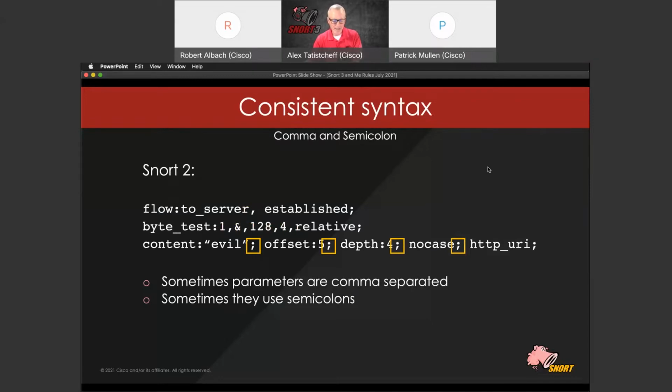And once you understand that, that's okay, but it's kind of weird to look at that content keyword and see just a bunch of keywords strung together and try to understand that everything after evil in that line basically modifies that previous content check. So offset, depth, nocase, HTTP URI, those kind of all look back and modify that previous keyword.